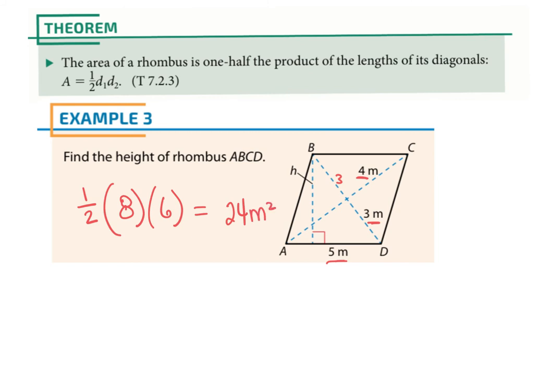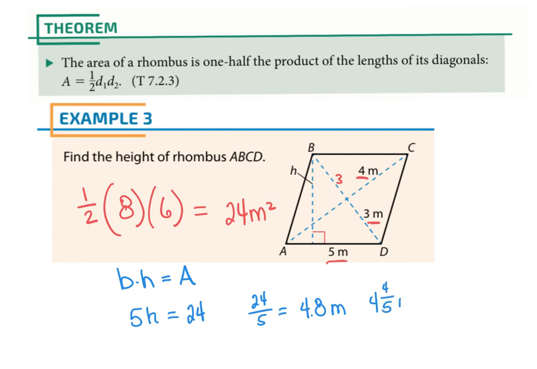All right? They want me to solve for the height. If I know the height and now I know the base, I can use my other formula for a rhombus, base times height. Base times height should equal the area of a rhombus because it is simply a parallelogram. So then I'm going to plug in what I know, solve for what I don't know. I know my base is 5. I do not know my height, but I know my area is 24. So if I divide, I get 24 fifths or 4.8. 4.8 meters, or in the book, I think they wrote it as a mixed number as well.